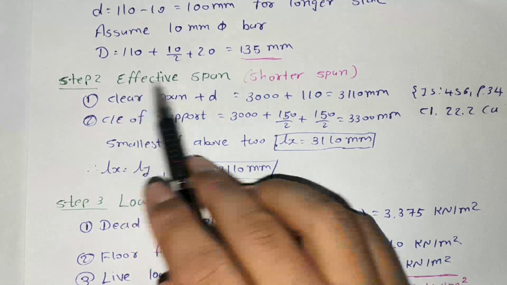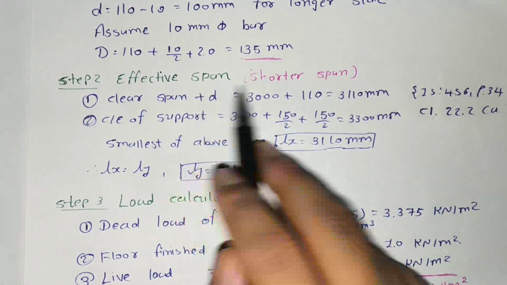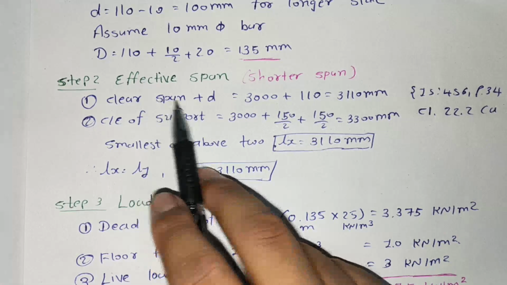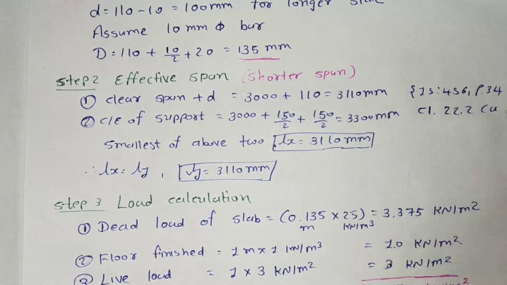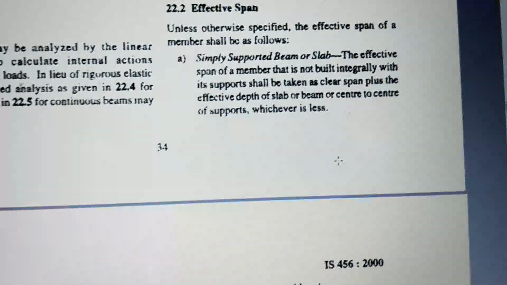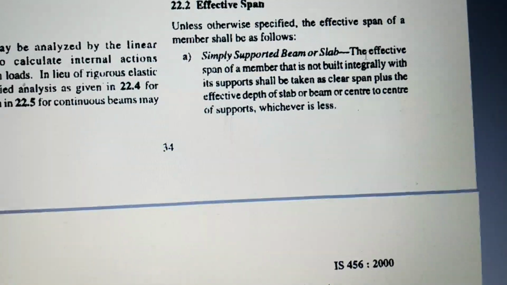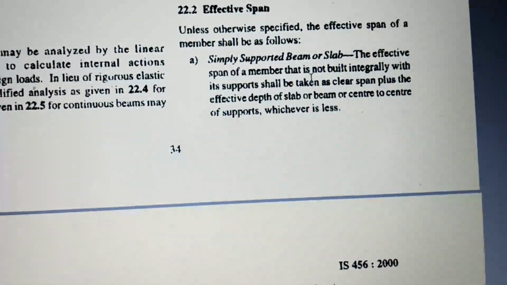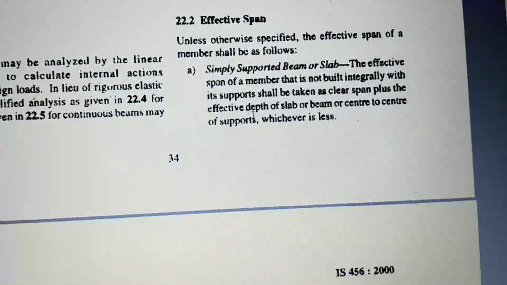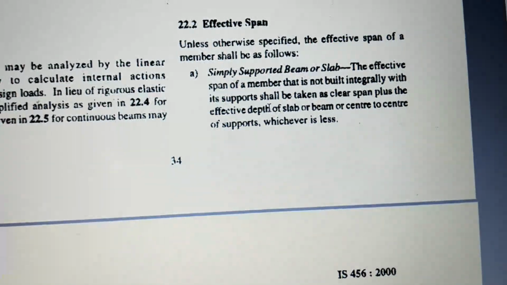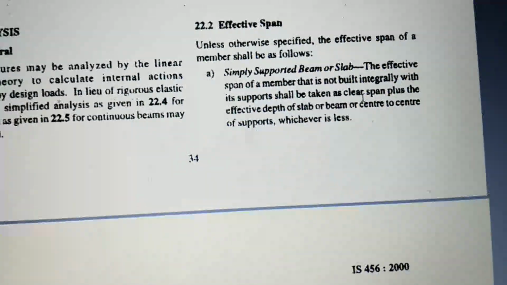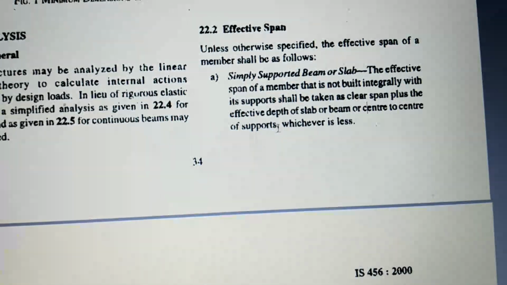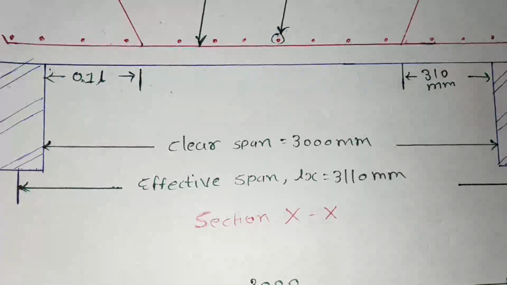Step 2, calculate effective span. We always calculate for the shorter span. First of all we will check IS Properties page number 32, clause number 20. This is the condition: the effective span of a member that is not built integrally with its support shall be taken as the clear span plus effective depth. That means clear span here 3 meter and effective depth we already got 110 mm. And the second is center to center of support, whichever is less.